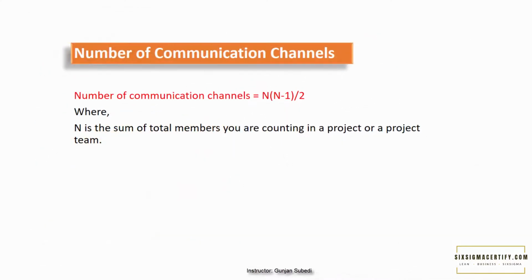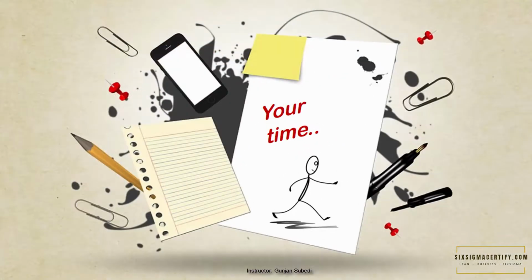Moving on, let's start with the easiest one, and this formula is for the number of communication channels. Number of communication channels equals n multiplied by n minus 1, divided by 2, where n is the sum of total members you are counting in a project or a project team. This formula is used to find the total number of communication channels.